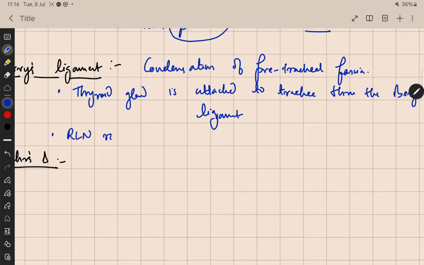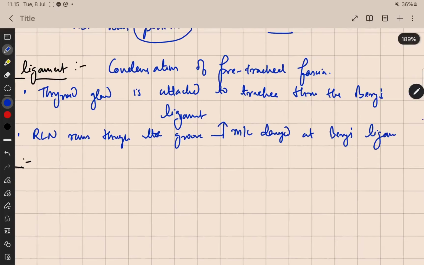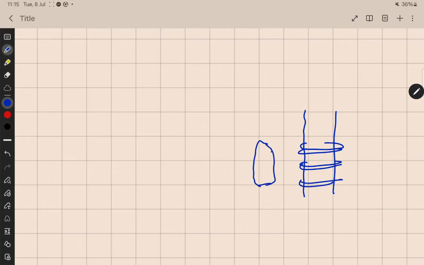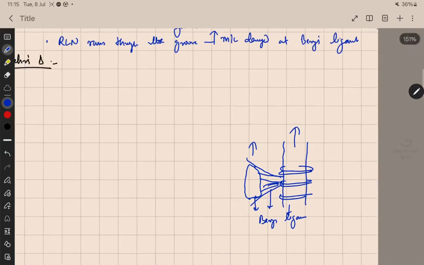So the recurrent laryngeal nerve runs through the groove, and hence it is most commonly damaged at Berry's ligament. Suppose this is a trachea, these are tracheal rings, and this is a thyroid gland. There will be an attachment, a condensation of pretracheal fascia, that is known as Berry's ligament. While moving up and down with deglutition, this thyroid gland also moves up and down with deglutition.